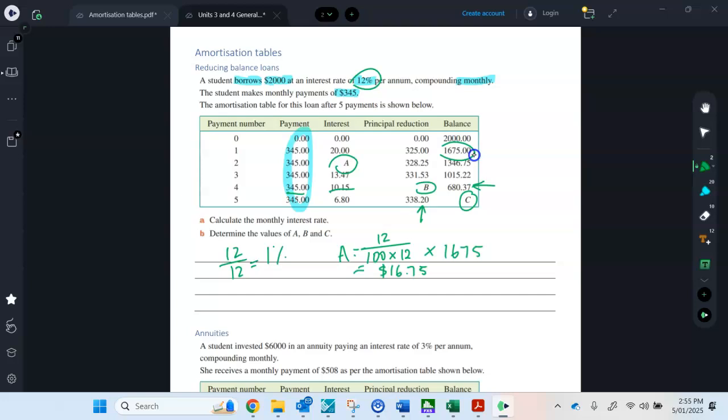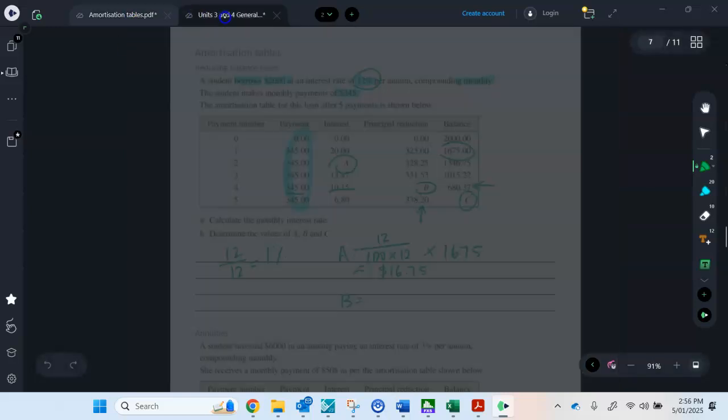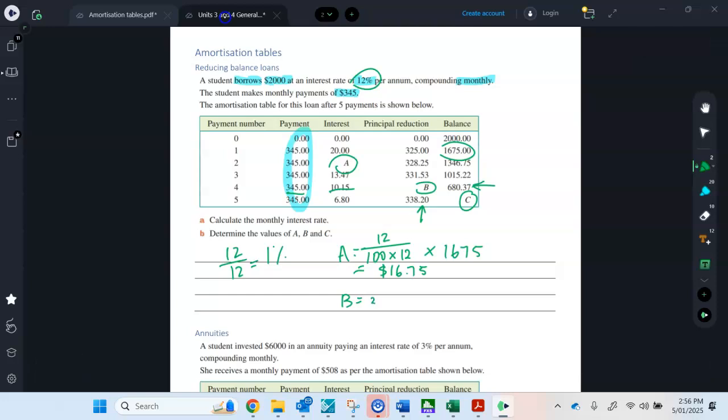All right, so that was A. Then B, our principal reduction. So again, on your notes, it's there. Your principal reduction is just your payment minus the interest. So your payment is 345 minus your interest. All right, and that's going to be 328.25. All right, again, you can do that on the calculator.